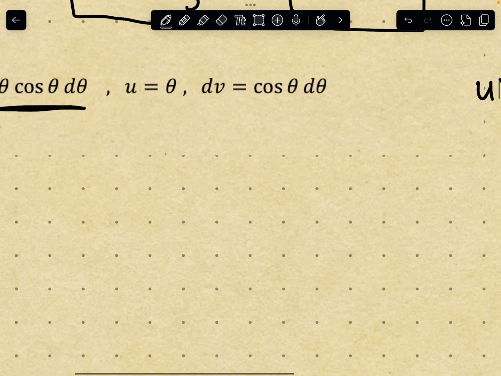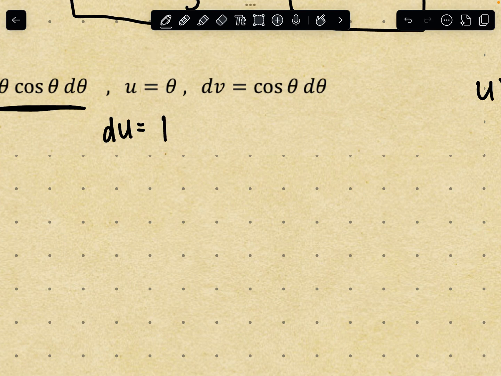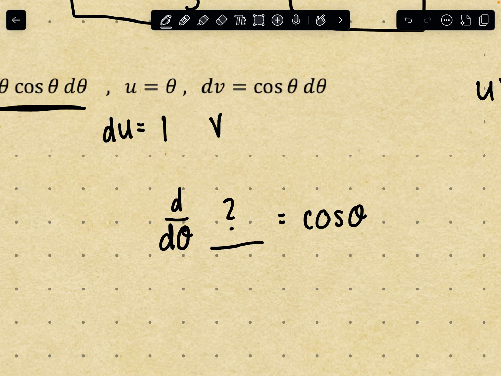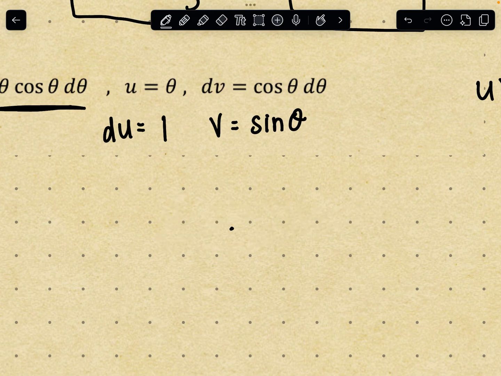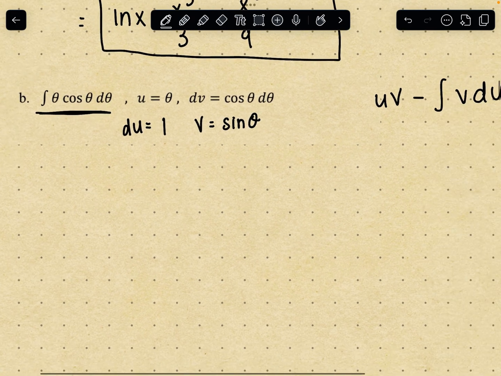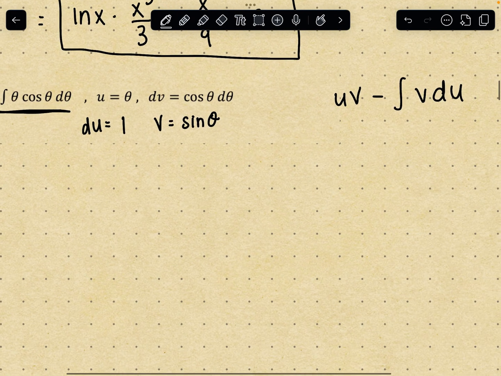So let's take the derivative of u. Theta is just like the same thing as x, right? It's just a variable. So its derivative is just 1. And then v, we want to take the antiderivative of cosine. So we need to figure out whose derivative is cosine. Well, that's sine. So we get sine theta there.